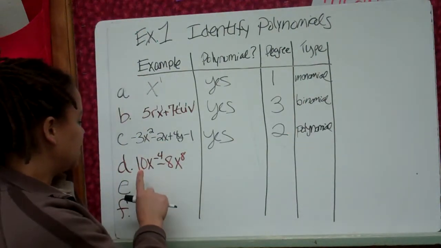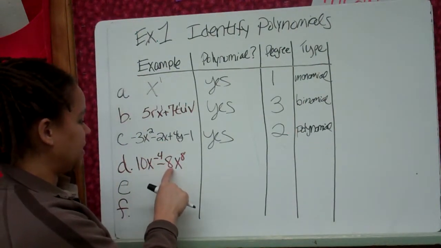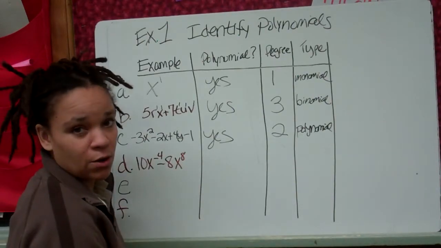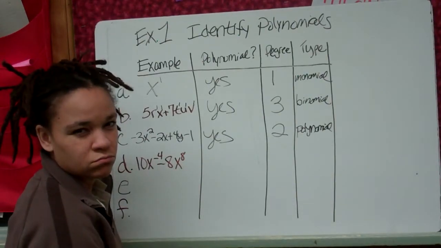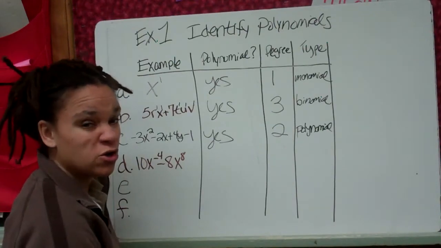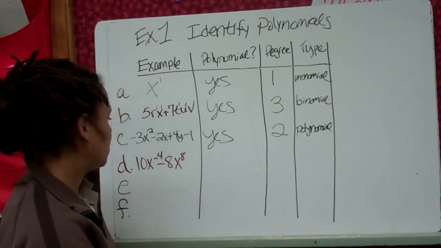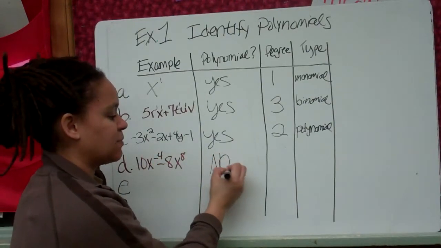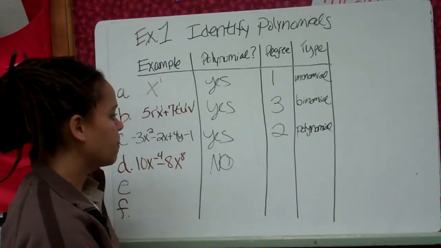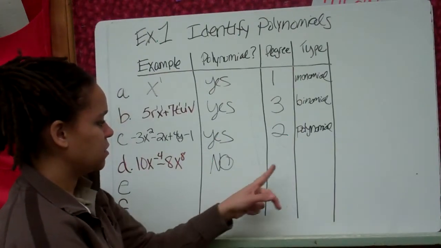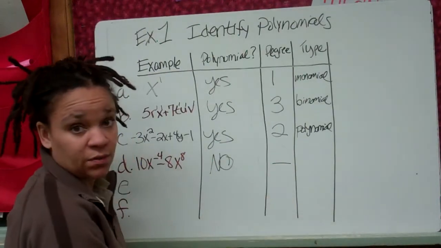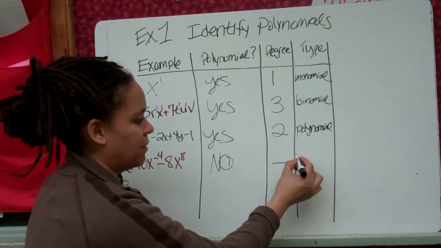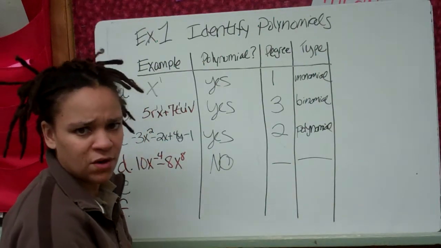All right. 10x to the negative 4 minus 8x to the 8th. Is this a polynomial? You should be screaming, no. No, Miss Pope, it's not. Why not? Because of the negative exponent. You can't have a negative exponent and be calling yourself a polynomial. No, it is not. So does it have a degree? There isn't one, because it's not a polynomial. What type? There's no name for nothing.